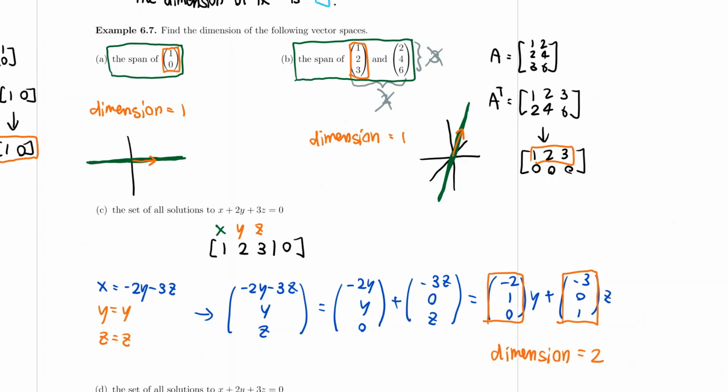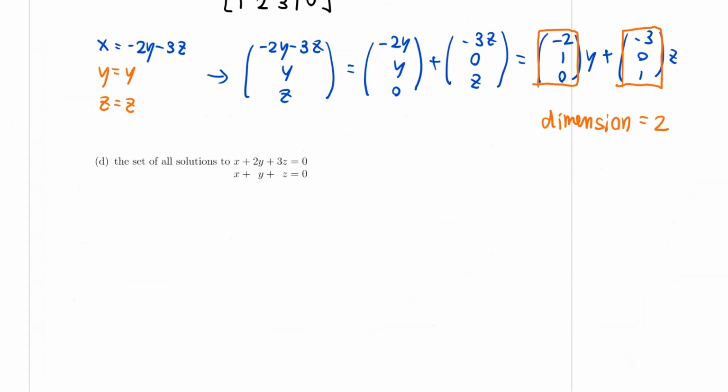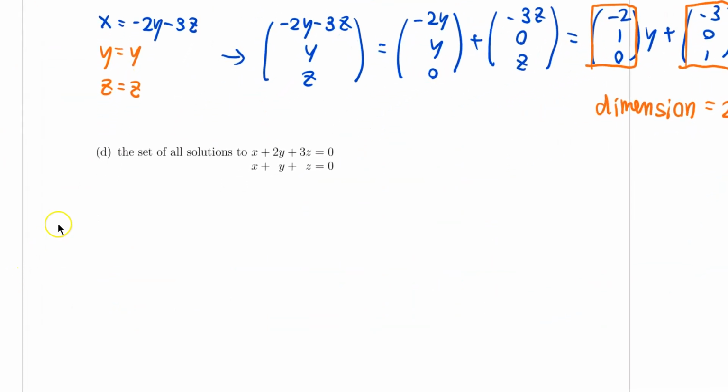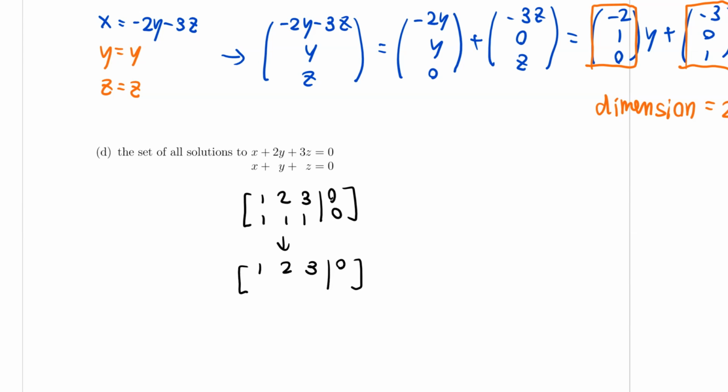Let's now take a look at the last part here. I'd like to find the dimension of the set of all solutions to this system. If I try to solve this, I'm going to have 1, 2, 3, and then 1, 1, 1, and then 0, 0 here. I can subtract the top row from my bottom row. So I'm going to get 1, 2, 3, and then 0, -1, -2, 0 here. I multiply -1 to the bottom row. So I'm going to have 1, 2, 3, and then 0, 1, 2.